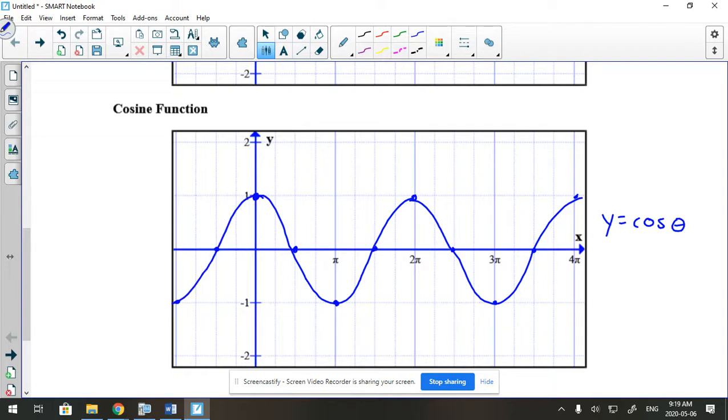Okay, so that's the graph. You'll notice they're super similar. The only thing with the cosine one is it looks like it's kind of shifted over one unit over, and then it's basically the same as your sine graph.